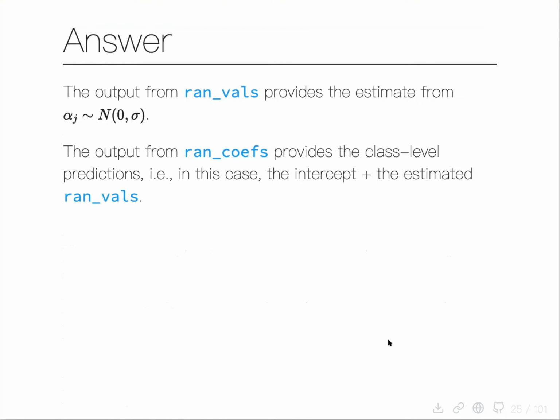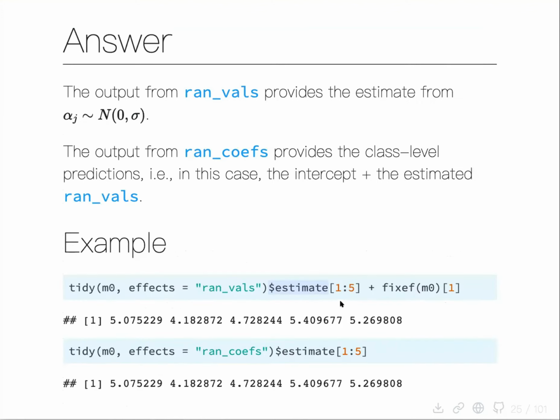1, 2, 3, 4, 5. Okay, that gives me those five values. Then I'm saying add to those five values the fixed effect, the first fixed effect from M0, which is just our intercept, okay? And we get these values. If I do the same thing for RAND coefs, you can see the values are exactly the same. So these two things are exactly the same. The only difference is that RAND coefs already have that intercept added into them.